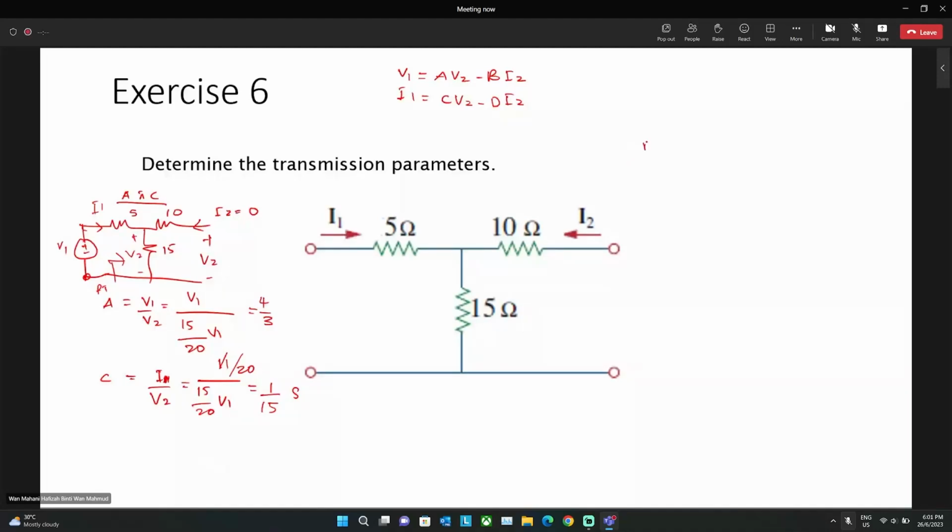To calculate B and D, you want the back part, so the front part is what you need to remove. To remove V2, we short circuit the output port. So you have 15, 5, 10. At the input port, you can connect a current source I1. This is V1, and V2 equals 0. This is I2.